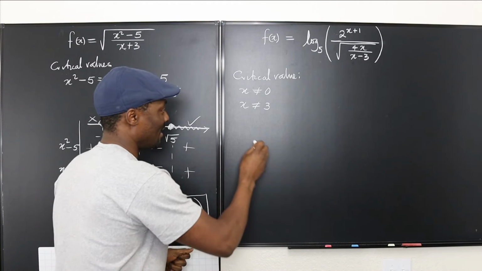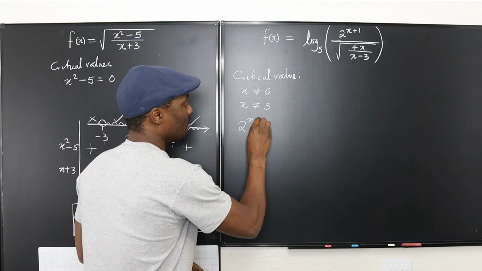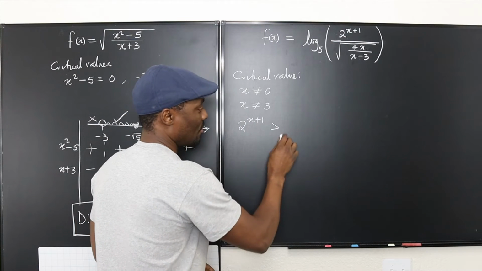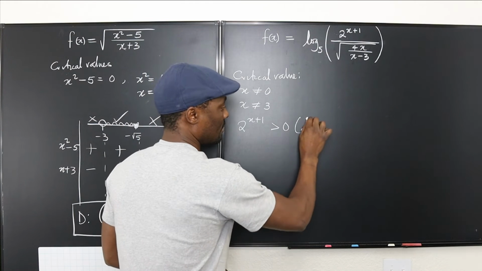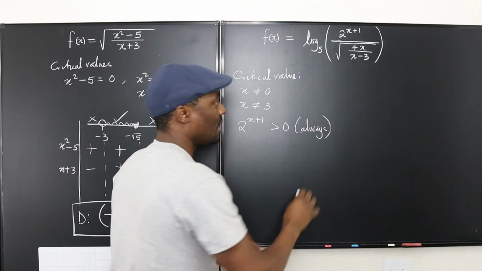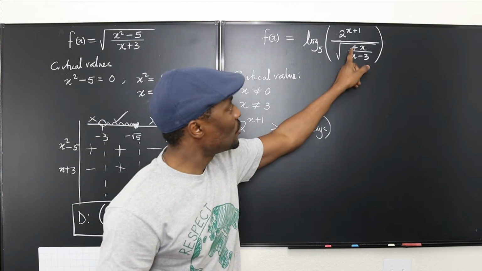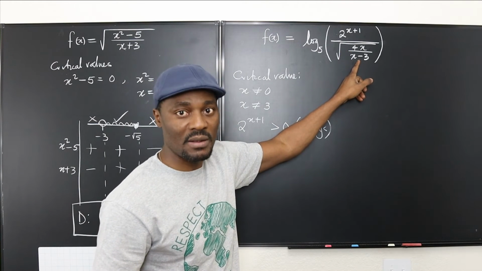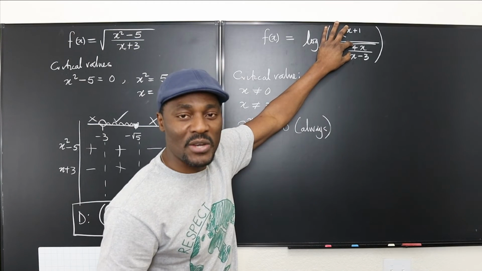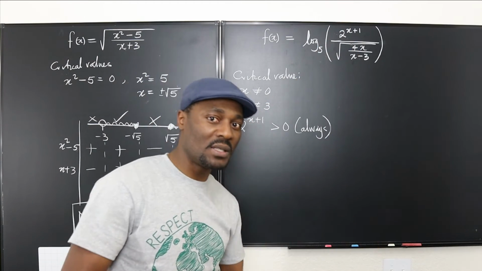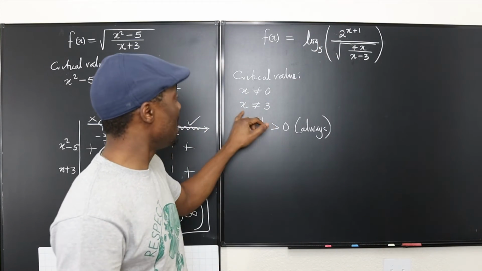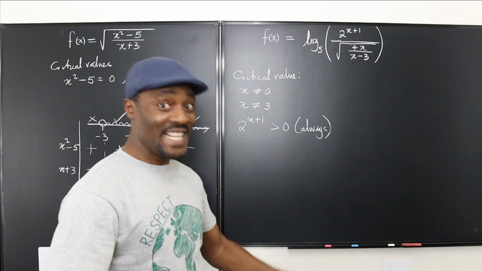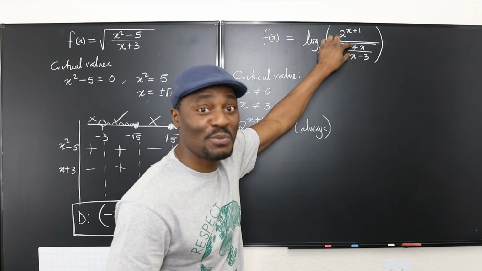Remember, you might need to write that 2 to the x plus 1 is always greater than 0. Always, because it's an exponential function. But what you have here is only valid when this is positive. So we might need to take care of this expression and see where we might have trouble with positive or negative. We know x cannot be 3, but we still need this expression to be positive.